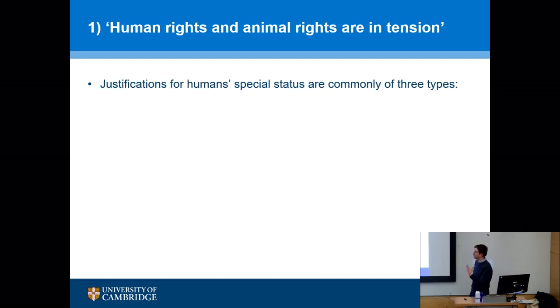Specifically, I think we can distinguish between three justifications for this idea that humans have this special status that animals should not have, and therefore potentially animal rights would be in tension with human rights. The first justification is what we might call a foundational justification. We're going to look at that in detail.